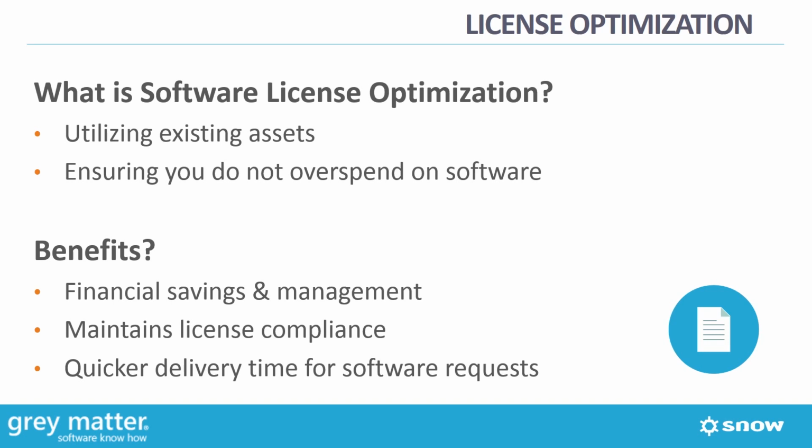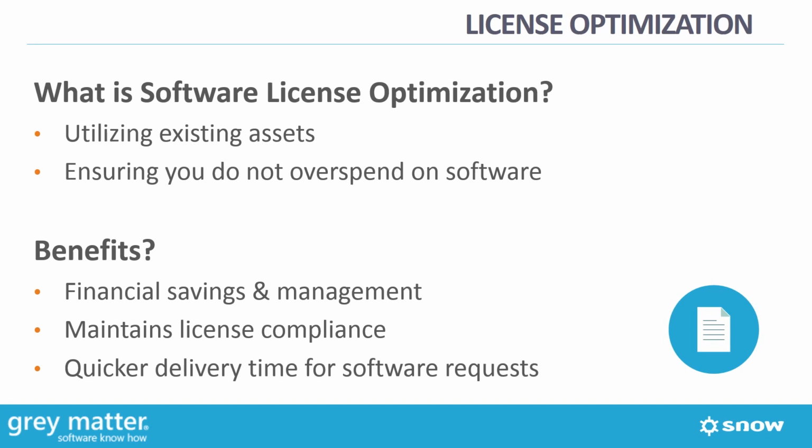Organizations are still continuing to overspend on software because they do not have the SAM processes or the technologies in place to actually make informed decisions on their software spending. So not only through license optimization will you be able to save money, but you'll also be able to maintain your license compliance. If you are proactively reclaiming that license and you're proactively challenging users as to why they need software, then you'll see your software budget decrease and your optimization increase.